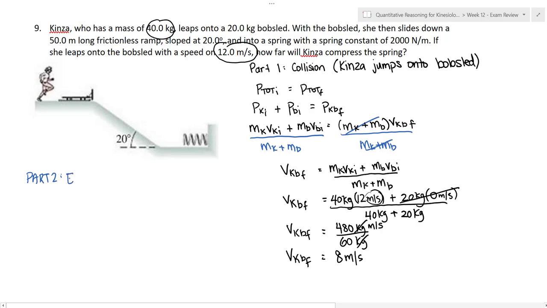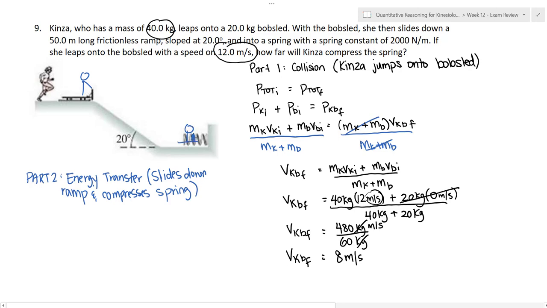So this is an energy transfer. She slides down the ramp with the bobsled, and she compresses the spring. So initially, Kinza is now on the bobsled at the top, so that's initially, and at the end, Kinza and the bobsled have compressed the spring, so it's a little bit squished. Okay, so now what information do we know? It says that the ramp is 50 meters long. So that's this distance from here to here.